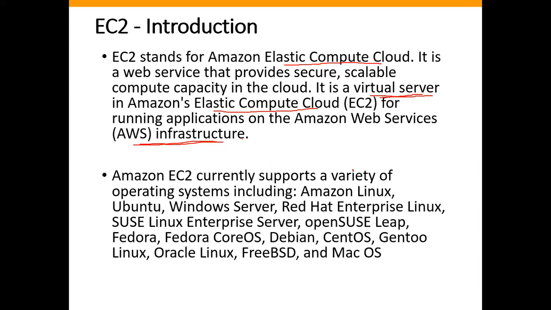Which operating systems does AWS support? AWS supports Amazon Linux, Ubuntu, Windows Server, Debian, CentOS, Mac, Oracle Linux. There is a lot of variety of operating systems we have in AWS.